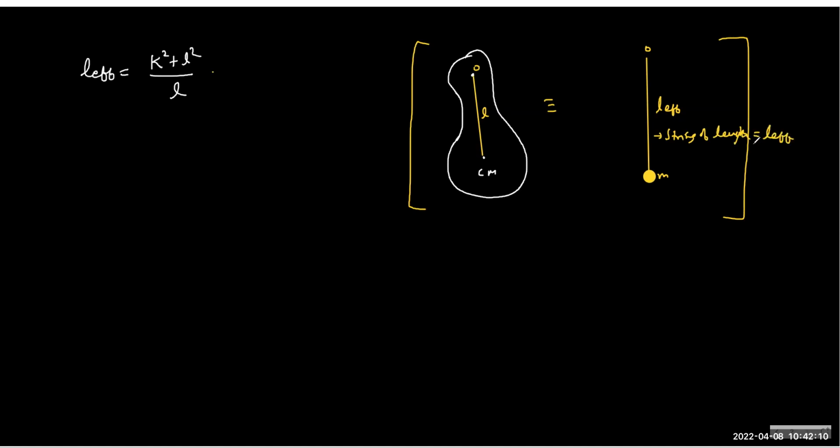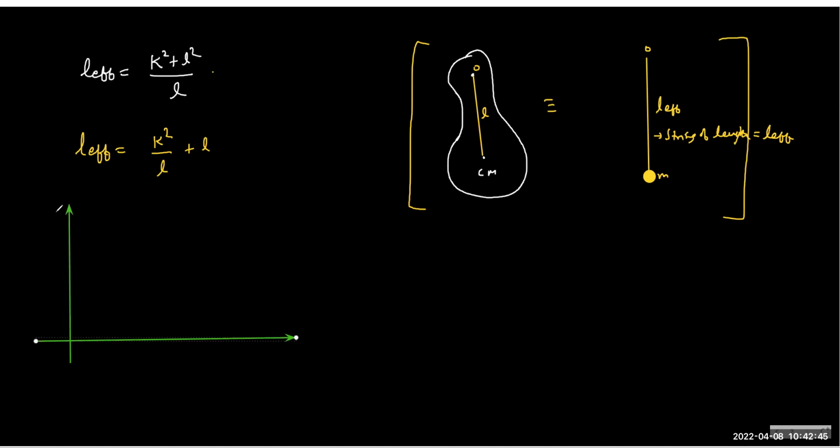So here the string of length we assume L effective is equal to this value, and what we can see, the L effective is K square plus L square by L. So now L effective is how much? K square by L plus L. Okay. Now if L tends to infinity, the L effective becomes infinite, right? So let's do some mathematics.